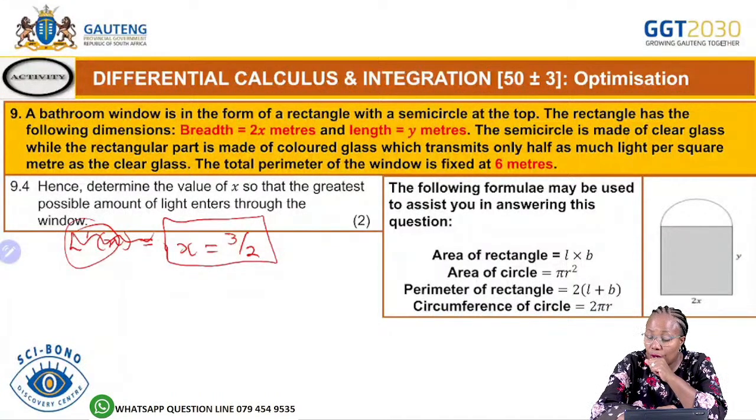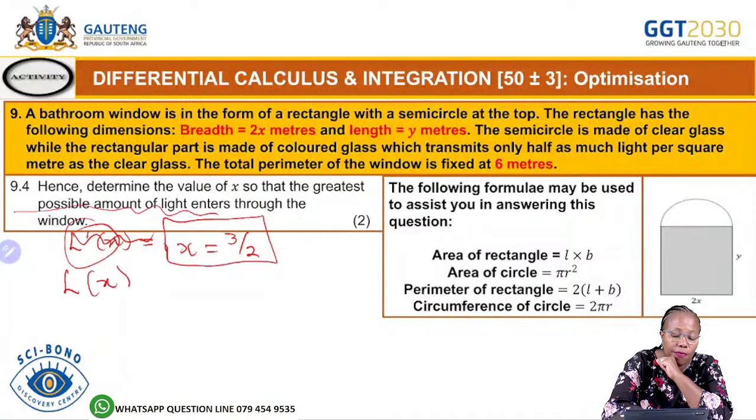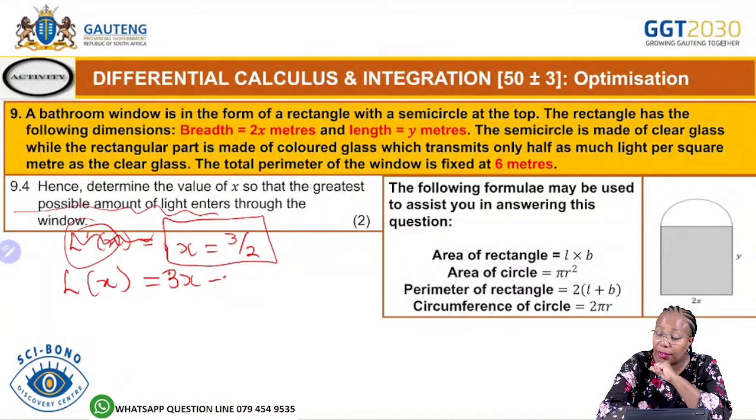Okay, and then now we are going to look at the hence determine the value of x so that the greatest possible amount of light enters. The x value, you can't determine it again. Then we want to find this maximum, the greatest possible amount of light. So now the greatest possible amount of light, remember the formula for light is L of x, which is equal to 3x minus x squared from the previous question.